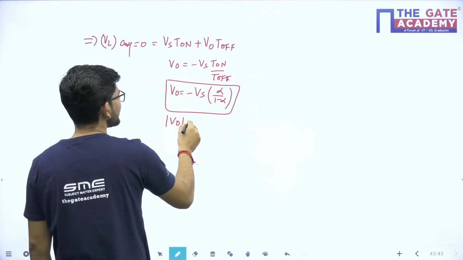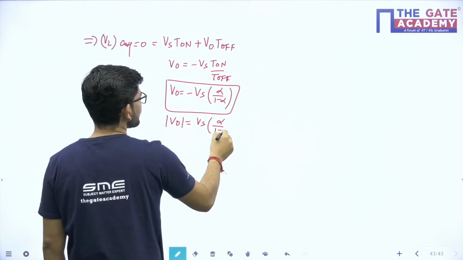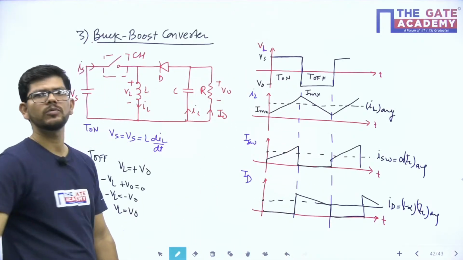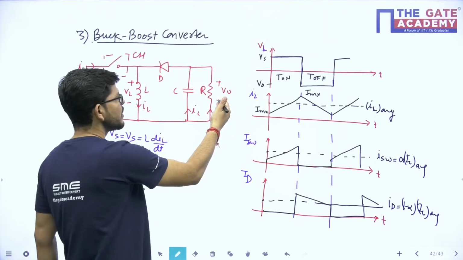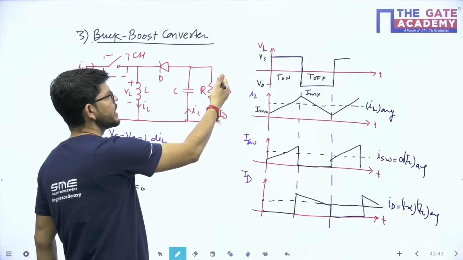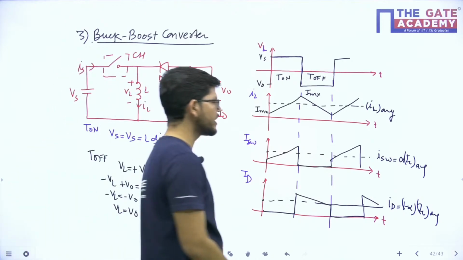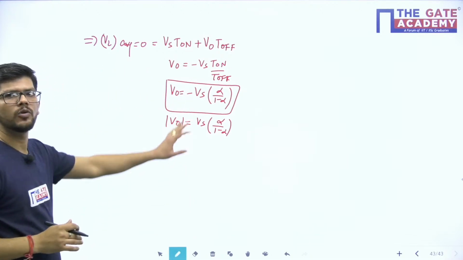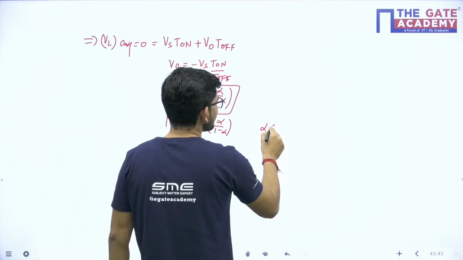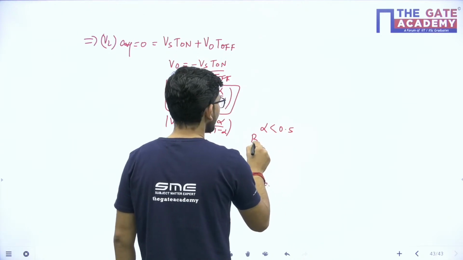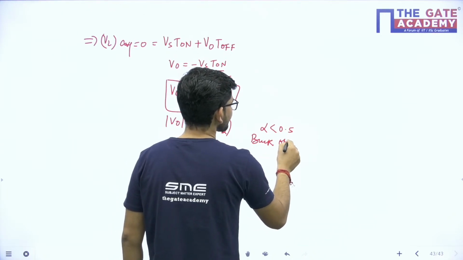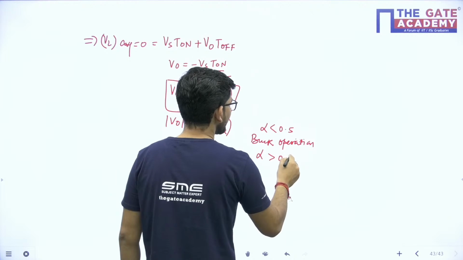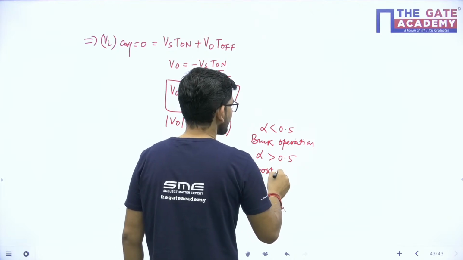So if we talk about the magnitude, this is equal to Vs alpha upon 1 minus alpha. This negative sign is coming just because we have taken this particular polarity of output voltage. If you take positive in the lower side and negative in the upper side, you will not get any negative sign. I have taken this intentionally to let you know that there is a negative sign in the output voltage. Now for alpha less than 0.5, you will get buck operation, and for alpha greater than 0.5 you will get a boost operation.